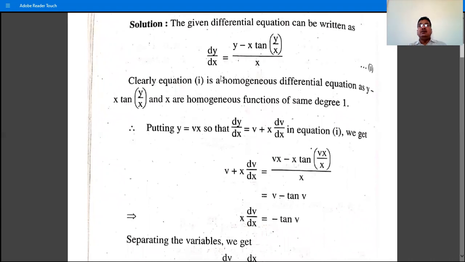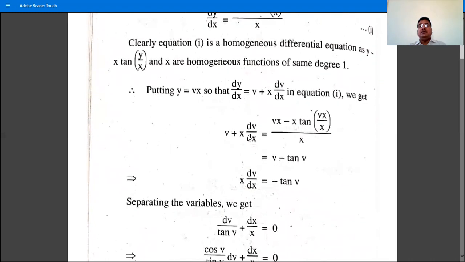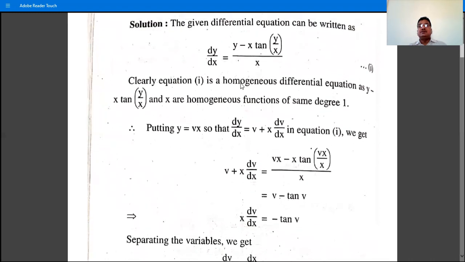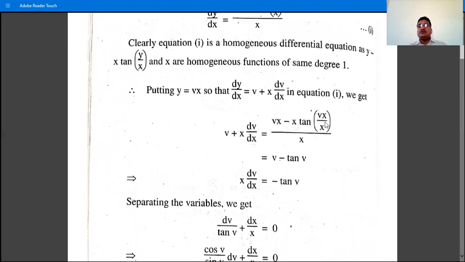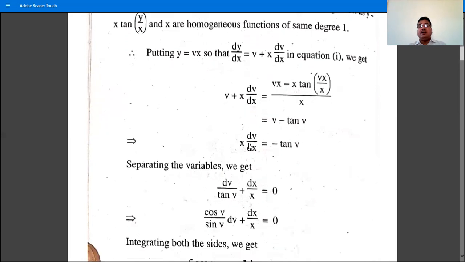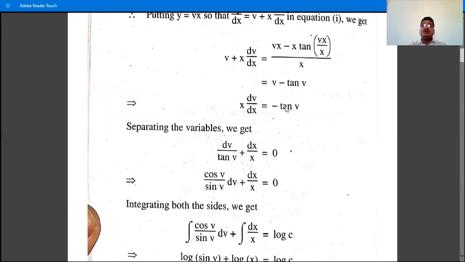In order to solve the homogeneous differential equation, substitute y is equal to vx. So dy by dx is equal to v plus x dv by dx, and therefore the given equation becomes v plus x dv by dx is equal to, substituting y as vx, vx divided by x, and then take x as common and cancel with the denominator. We have v minus tan v, and this x gets cancelled, and then shift this v to the RHS, so v minus v becomes 0. So we have x dv by dx is equal to minus tan v.